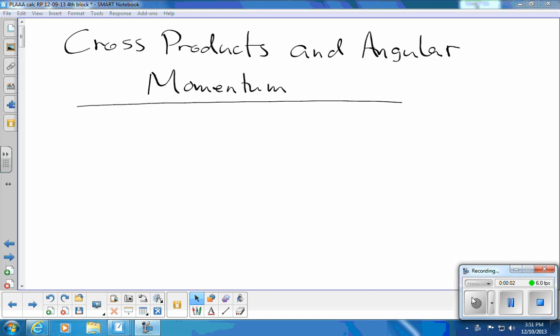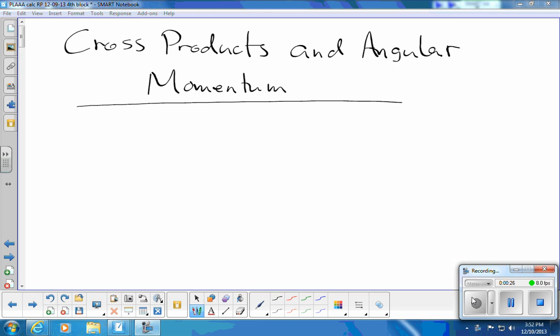Good day. Today we're looking at a couple of topics that of course are related to each other. One is cross products, vector cross products, and the other is angular momentum, which is a new physics quantity. Start with a quick look at vector cross products, and I'm guessing that you have looked at these in pre-calc probably. But we'll do a quick review because it might be a while since you have looked at them.